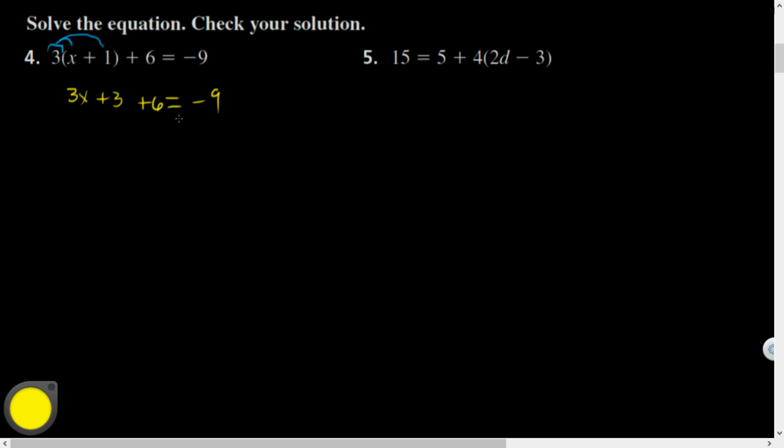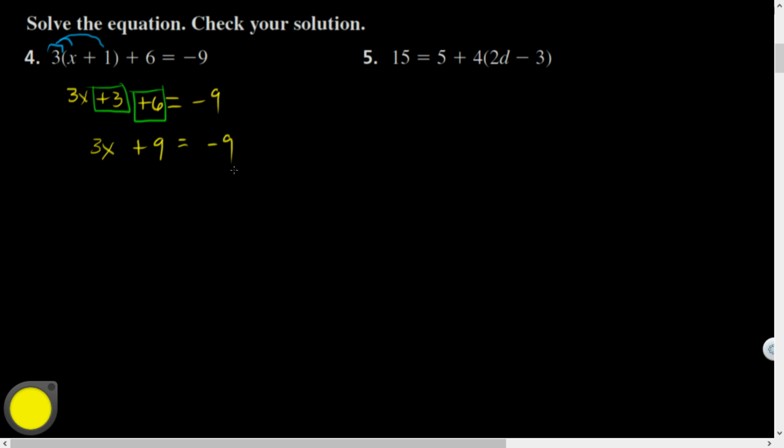All right, let's see. Jimmy, do you see anything I can combine over here? Yeah, the 3 and the 6, those are what we call constants. They have no variable attached. Yeah, we can combine those. You're going to have 3x plus 9 equals negative 9.